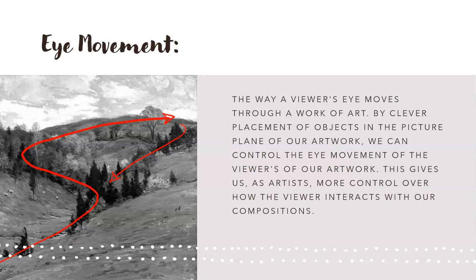And then eye movement. That is the way a viewer's eye moves through a work of art. By clever placement of objects in the picture plane of our artwork, we can control the eye movement of the viewers of our artwork. So this gives us, as the artist, more control over how the viewer actually interacts with our compositions. So if we take a look at this image here, this artist strategically put the trees and aligned them in a way so that it allowed the viewer's eyes to go throughout the whole entire painting.